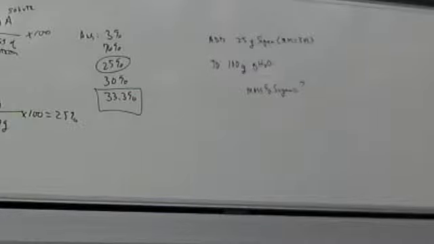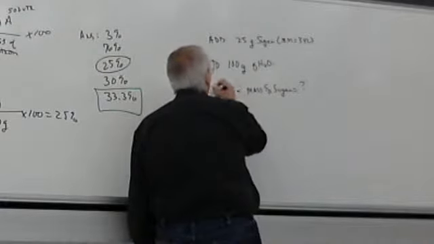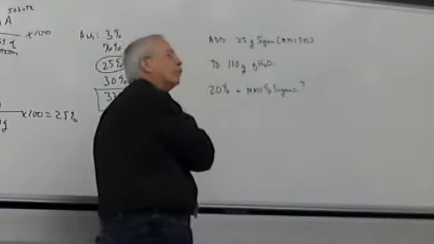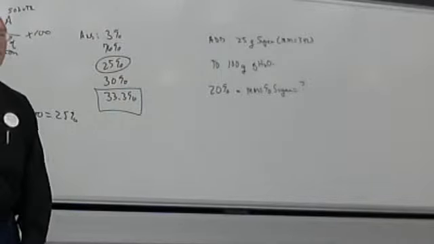Say at the top, add 25 grams sugar. Sugar, molecular mass is 342. Okay, survey says 20%. You got it? Yeah. Anybody get 25%? Excellent.